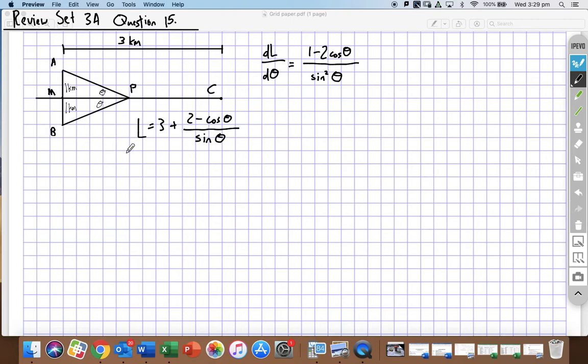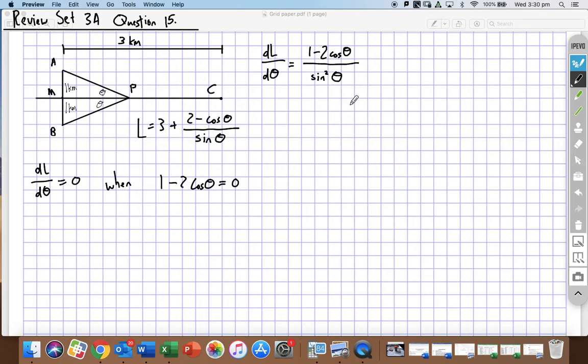Now we need to find the minimum length, all right? When we're finding stationary points, minimums, maximums, points of inflection, we set the derivative equal to 0. dl on d theta will equal 0 when, you're thinking when? When will it equal 0? It will equal 0 when that top bit there equals 0, all right? When 1 minus 2 cos theta equals 0, okay?